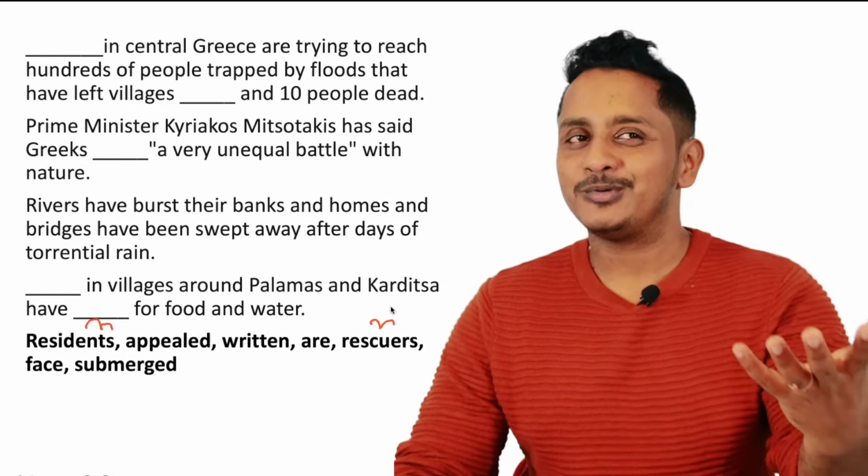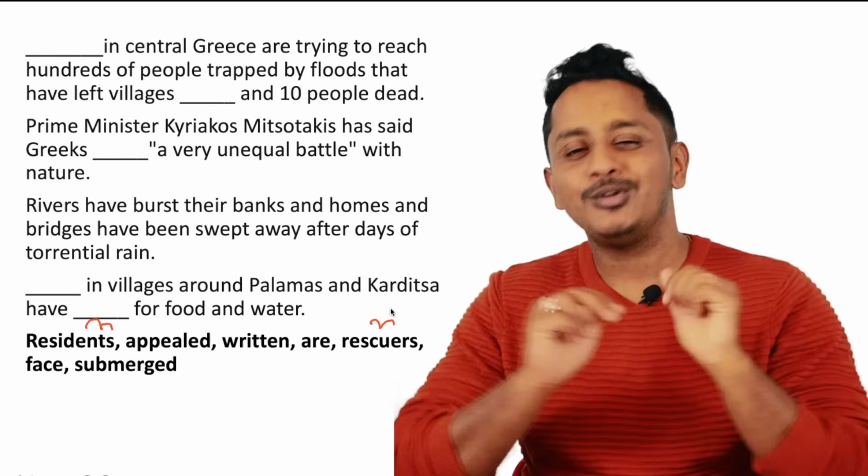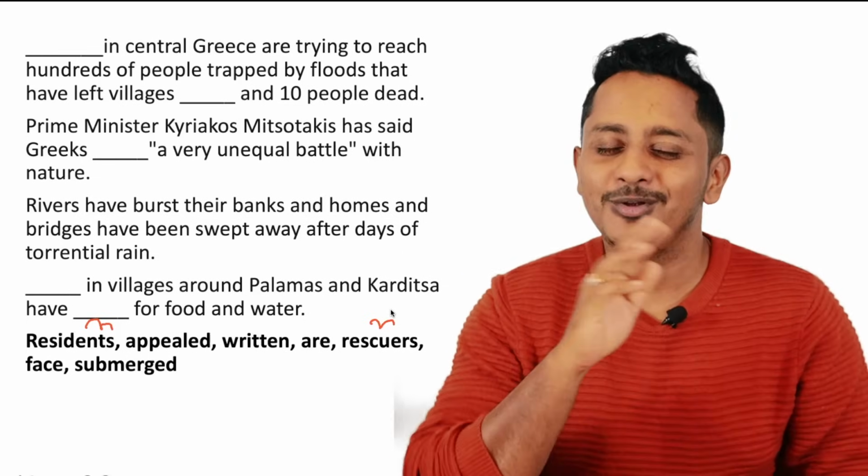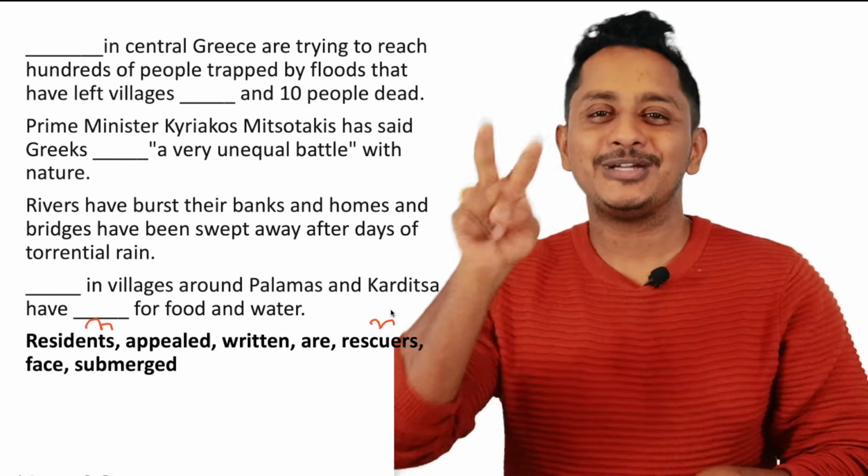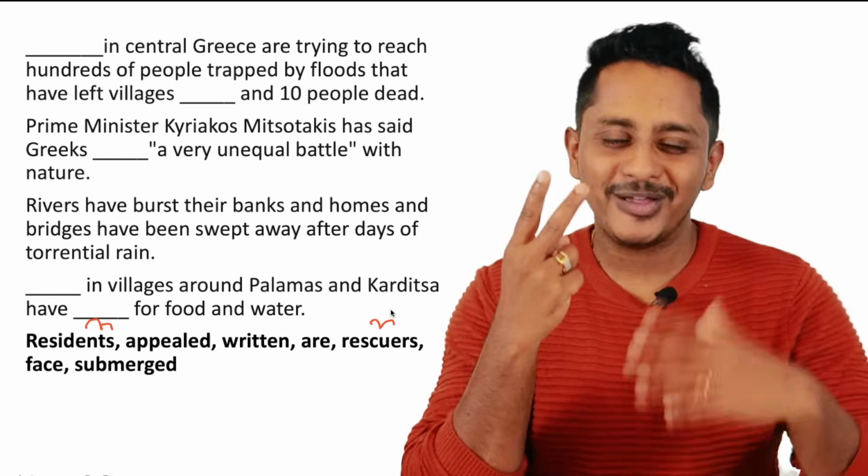What did the grammar help you with now? Grammar helped you narrow down the 7 options to 2 options. We're not looking at 7 options, we're only considering 2 options. In these 2 options, we have to use the context.